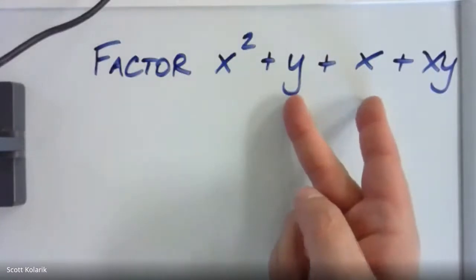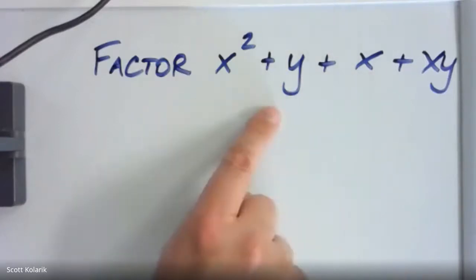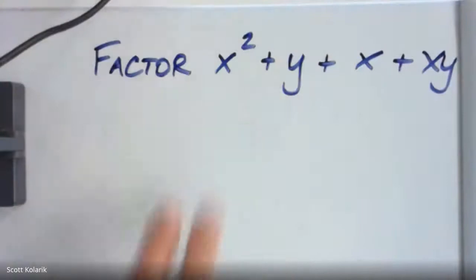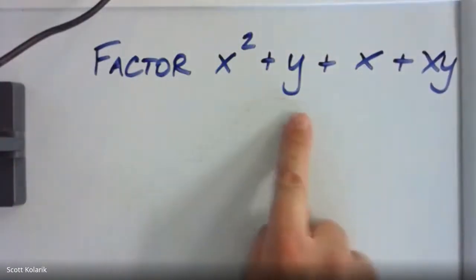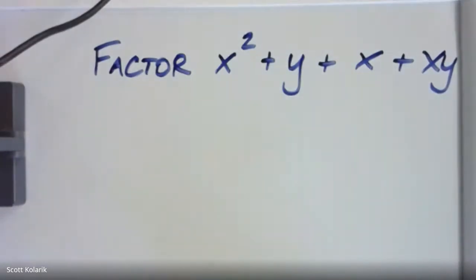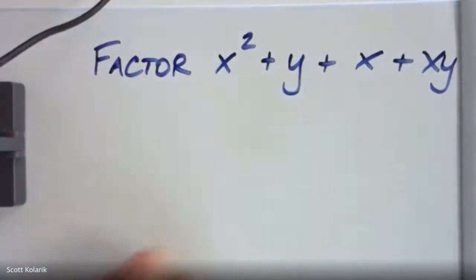And here's why. I'm going to swap these because by moving this x over here and grouping it with my x squared, the x and the x squared will have something in common, x, right? By moving this y over here, my y and xy will have something in common. They'll have y, right? So x squared and x have something in common, y and xy have something in common, and I'll be able to actually pull out common factors.